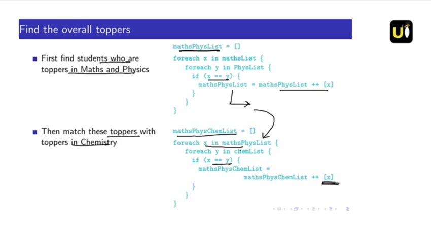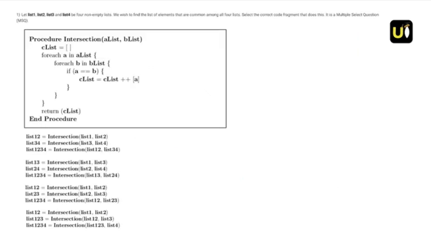And then at the end, what will the math, physics, chemistry list contain? That is the IDs of people who have scored the top 3 marks in all of the 3 subjects. Right? So that was it.